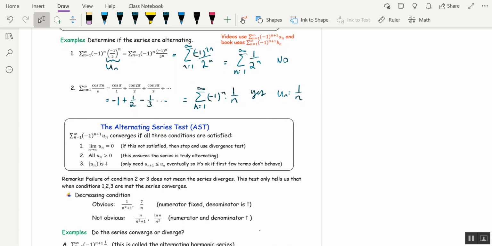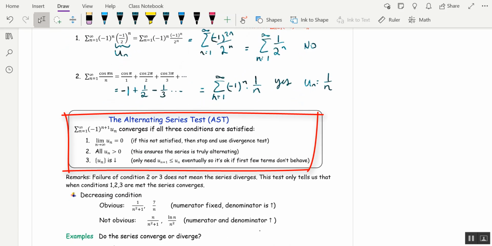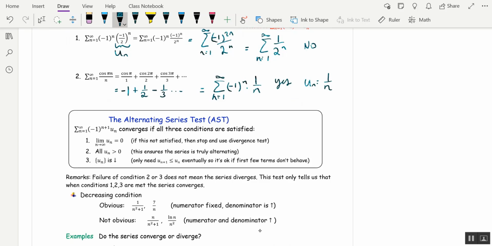So here's the alternating series test. If you have an alternating series, it converges if these three conditions are satisfied. One, the terms u_n without the minus, just the sequence u_n, goes to 0. Two, all the u_n are positive. That just ensures that you have a truly alternating series. Three, the sequence u_n is a decreasing sequence. Now, it's okay if the sequence is not decreasing at first. It only needs to be decreasing eventually. And I want to point out, if condition 1 isn't satisfied, then you can't use this test. Stop, abort, and use the divergence test.